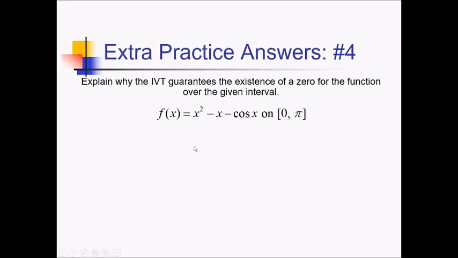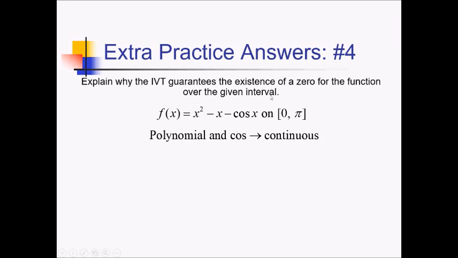On this one, we're trying to explain why the IVT guarantees the existence of a 0 on the interval 0 to pi for this weird polynomial trig function. In order for the IVT to guarantee anything, we have to establish that our function is continuous on the interval in question. x squared and x, those are continuous everywhere. So is cosine. All of these functions are continuous, so therefore the whole function, adding and subtracting them, is also going to be continuous. Next, we have to show that the value we're looking for, 0 in this case, falls between the beginning and ending y values.